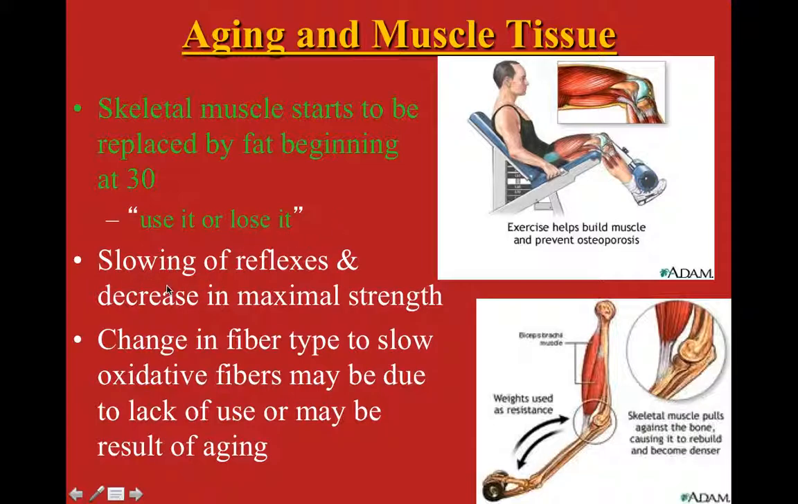Aging is going to give us a slowing of reflexes and a decrease in maximal strength. So oftentimes as we get older, we're not as quick to be able to respond or react to different things, and also we're not as strong as we used to be. Have you ever wondered why your mom needs help opening different jars that the lids just screw off? It's because she's not as strong as she used to be. I've got the same problem with our back door. I have to use both hands to get it open.